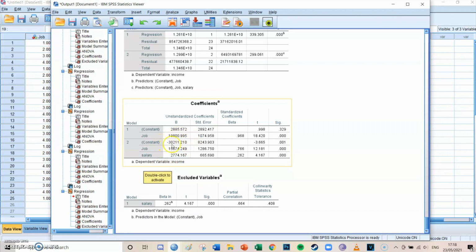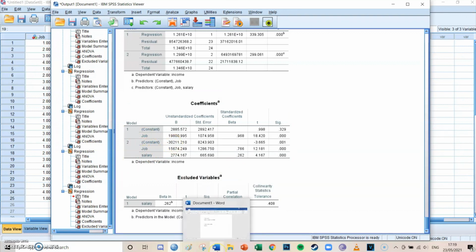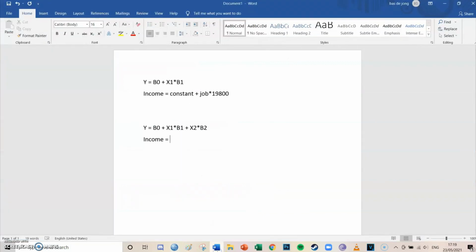So the constant, also known as the intercept, is the level of the dependent variable, so income, if both independent variables are zero. So if your job is zero and your salary is zero. Well, so that's the start. So that's the B0. That's the slope of the constant. It's minus 30,211.